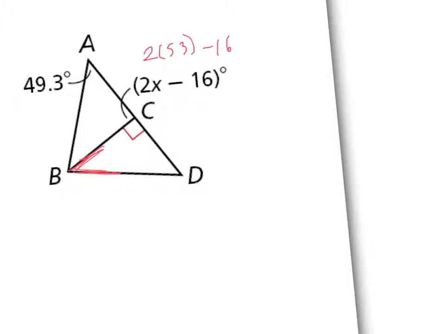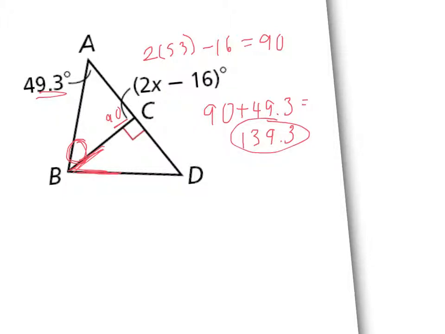And if you go ahead and reduce that, that's 106 minus 16, so that's equal to 90. So this is a 90-degree angle. Well, let's figure out the other part of this triangle. Since you know this one and this one, we can now figure out what this angle is. Okay, so if you have 90 and you add 49.3, that would give us 139.3. Since we know that's 139.3, we can then subtract that from 180 to get our missing angle.